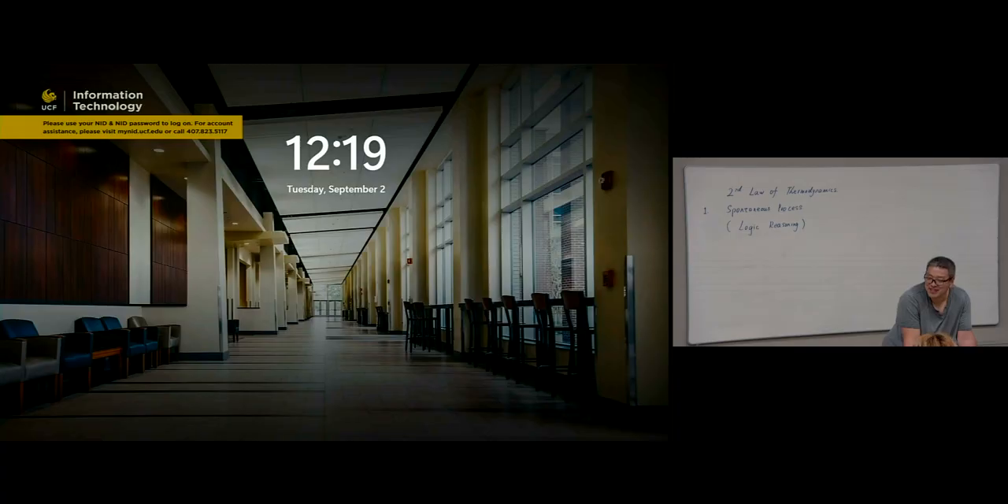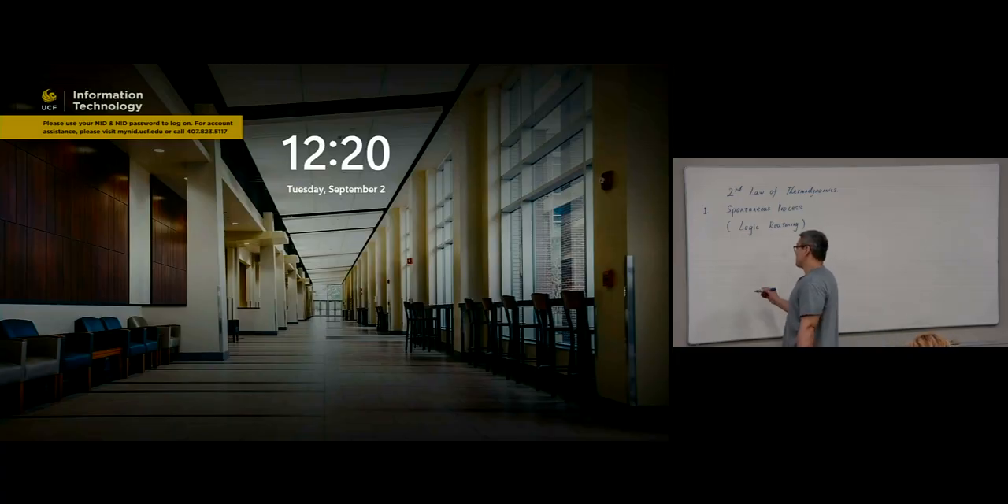Entropy increase. So how do we decrease the entropy? You need to put energy in, right? That is not a spontaneous process. That means it doesn't happen automatically. A spontaneous process doesn't happen automatically. Okay. Give me an example.